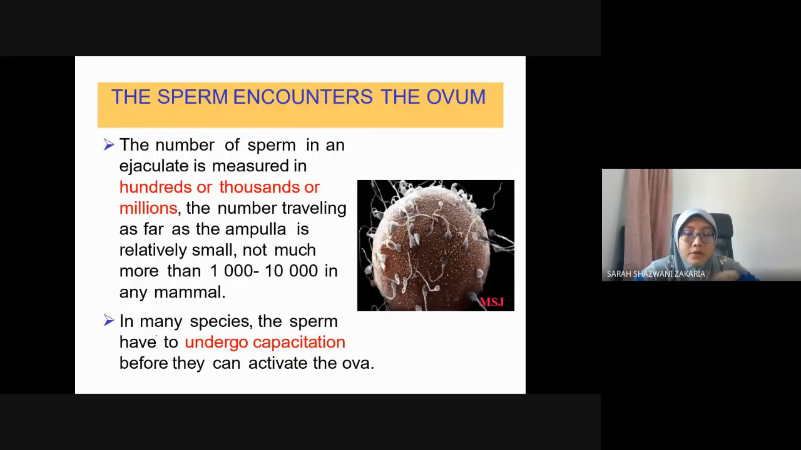Then the second part about the sperm is about physiology changes, capacitation. The sperm need to undergo capacitation before they can activate the ovum.